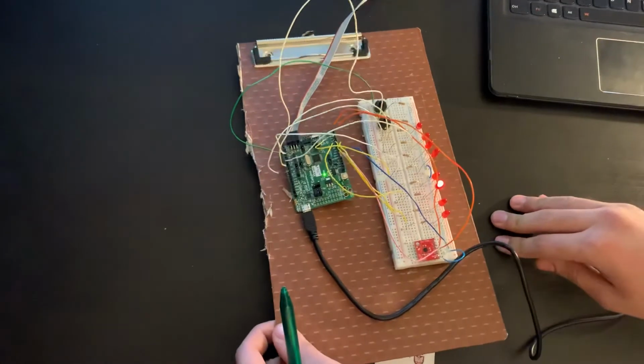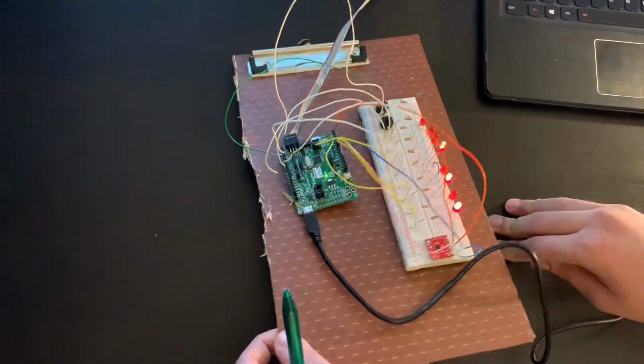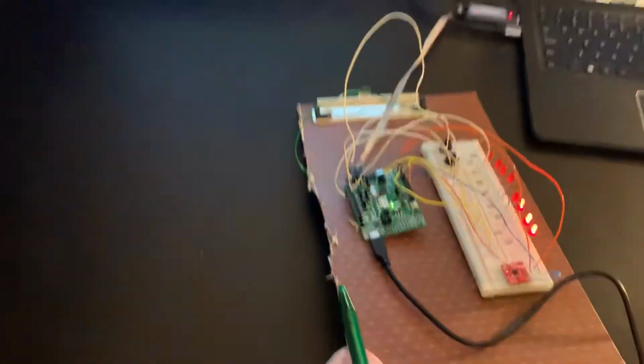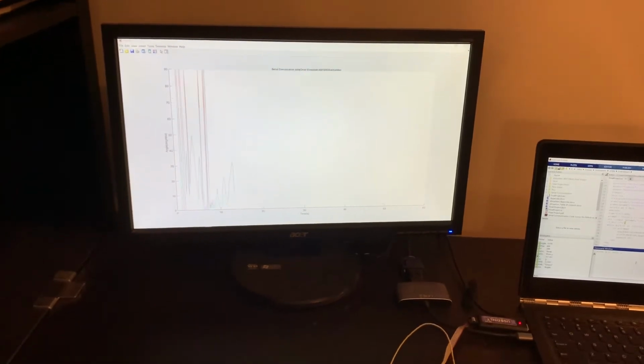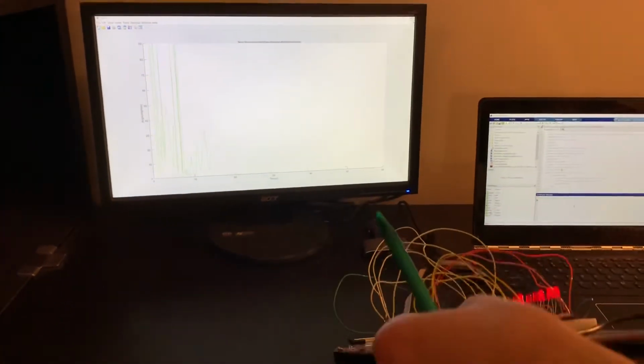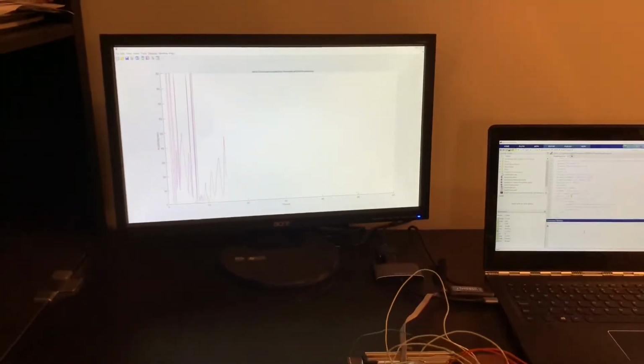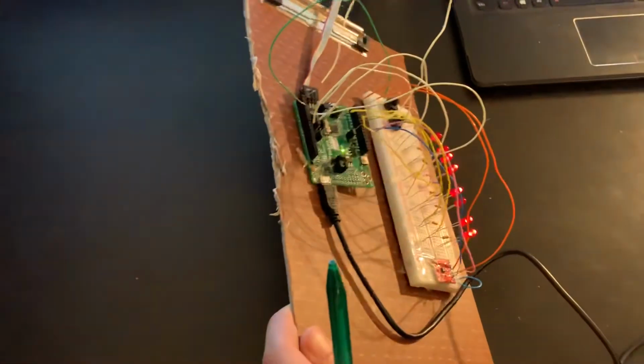Now to demonstrate it on MATLAB to show the angles versus time, we can see that when I tilt it on the y-axis, the angle versus time is changing because it goes from 0 to 90. And it works as well when I switch it to mode 0.